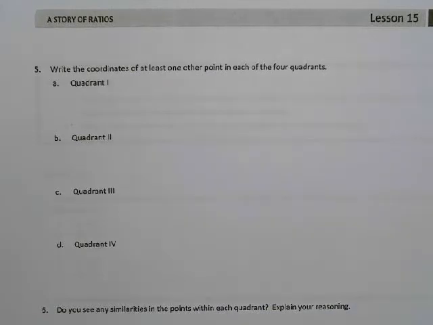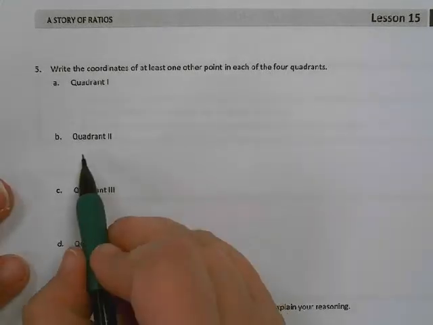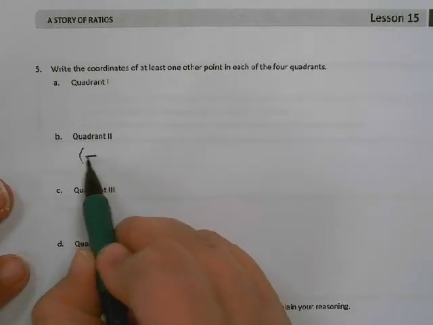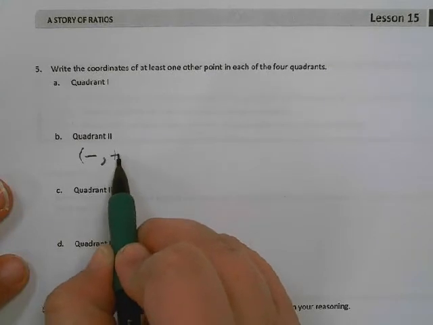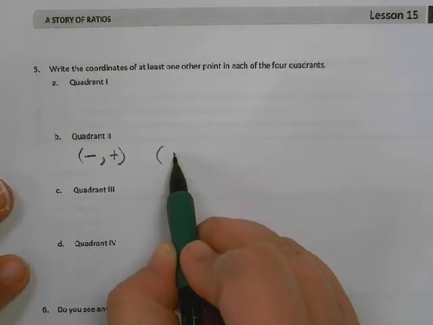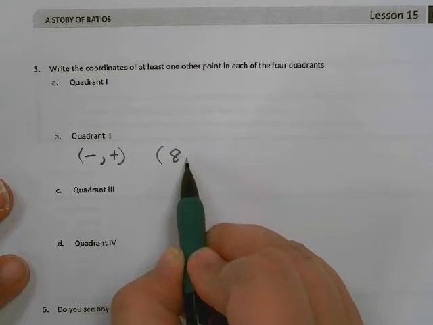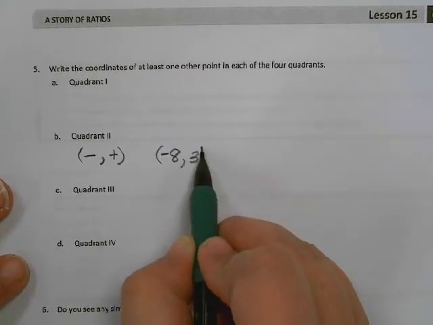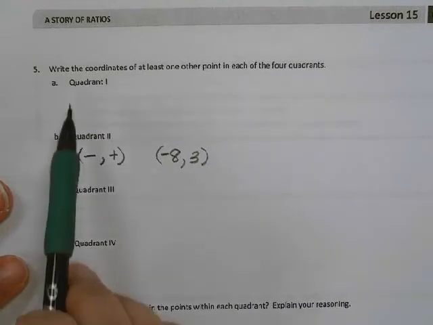Let's go on to number 5. In number 5, I want you to just give me numbers that could be in that quadrant. So let's do one together. Let's start with quadrant 2. I know in quadrant 2, my first number has to be negative, and my second number is going to be positive. So I might say -8, 3. So I want you to go ahead and do A, C, and D on your own.